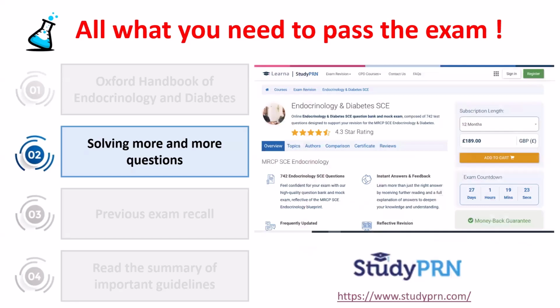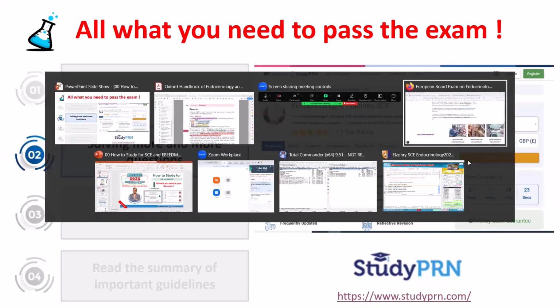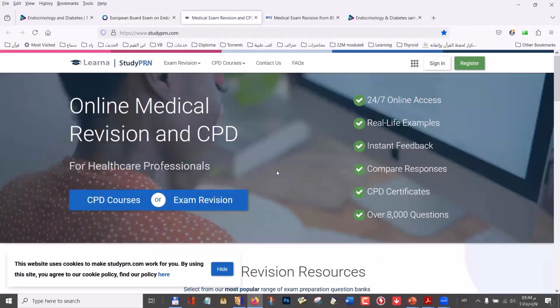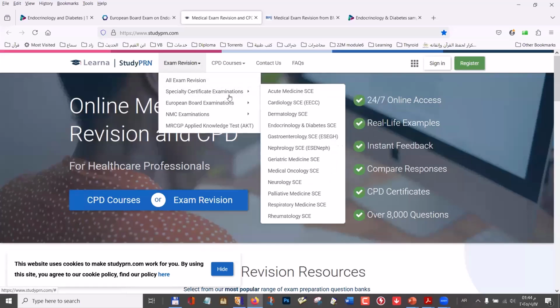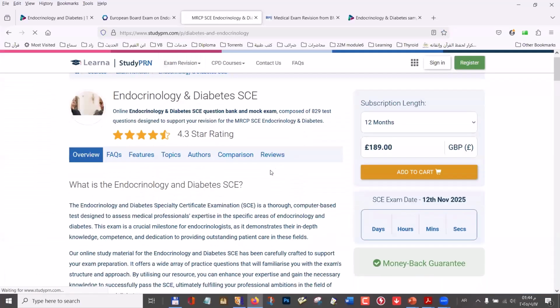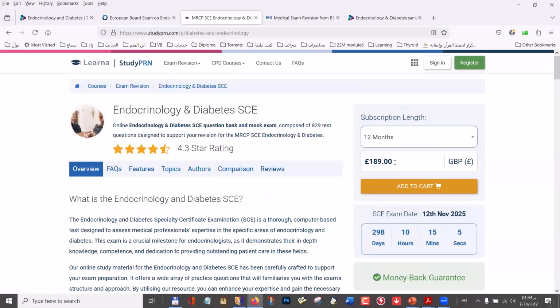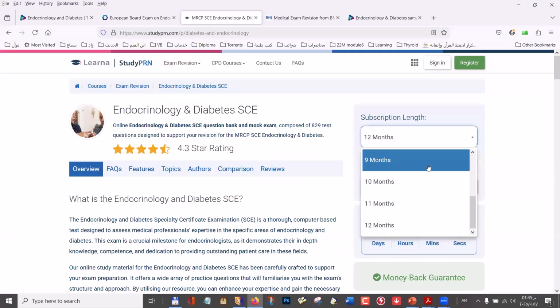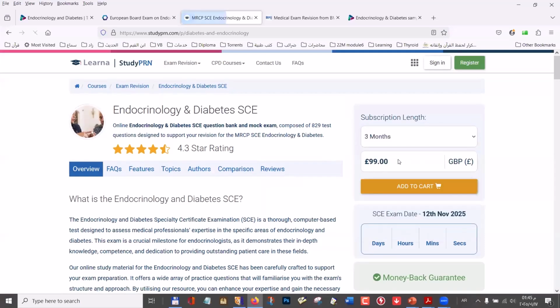Another very important source is the StudyBRN official website. And actually, if you go to this official website, this is the StudyBRN, and it requires a subscription. This is for the specialty certificate, and I will go to endocrinology and diabetes to know about it. And actually, these are the fees for StudyBRN before the exam. If you have extra money, you can subscribe to this very important website. If you require a 3 months subscription, it will be 99 UK pounds actually.